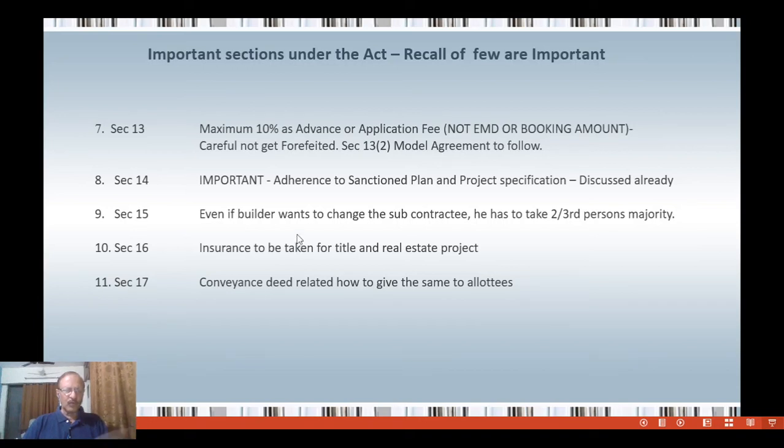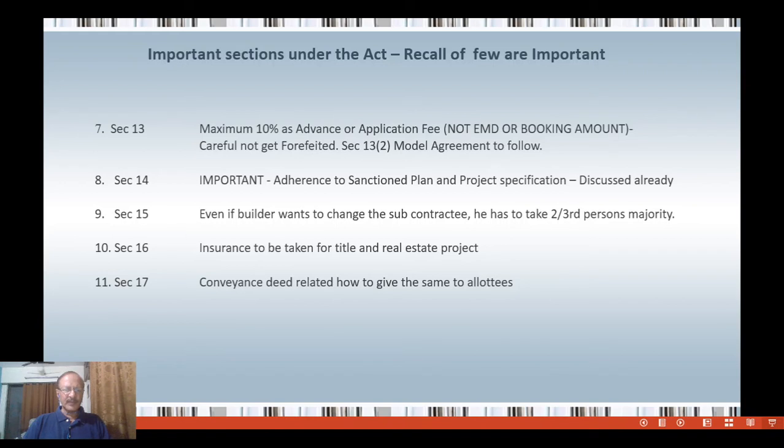Now, section 15, again we have not gone much deeper. There is nothing much to go into also. If a builder wants to change the subcontractee, he has to take a 2/3 majority. I think that part we said. So, if a builder wants to change, he cannot change automatically. He will have to take concurrence from at least 2/3 of the allottees who have been given the letter of allotment. Okay, then only he can change.